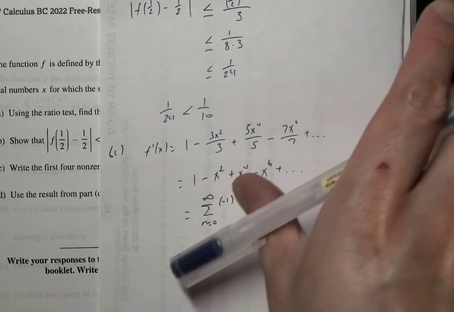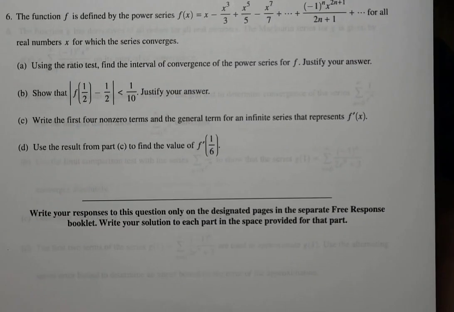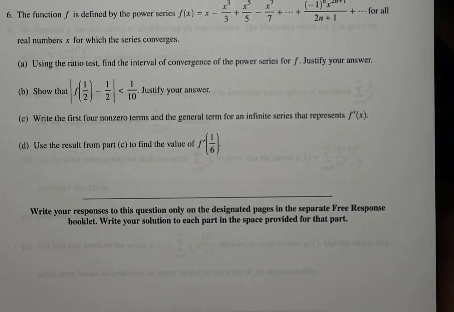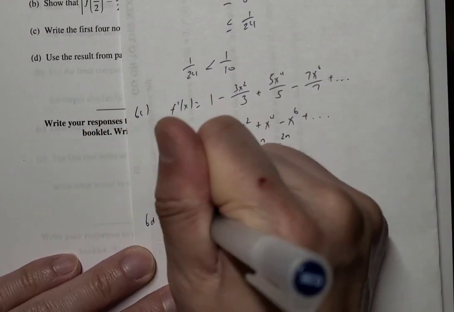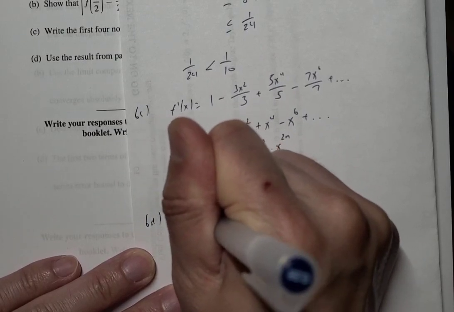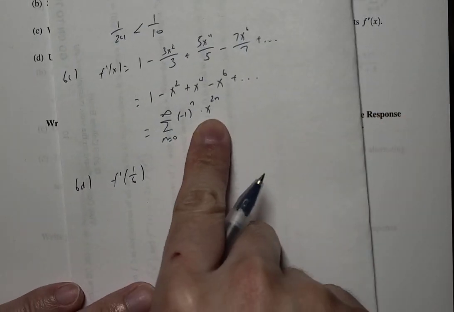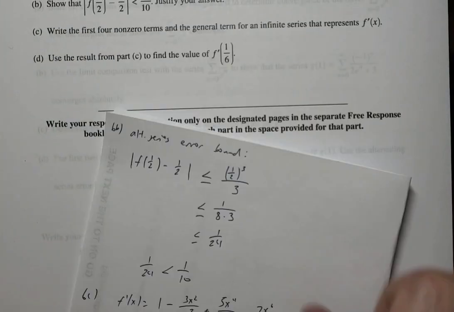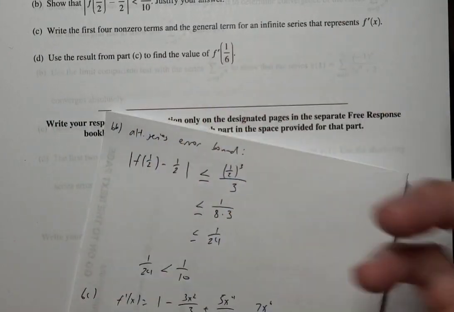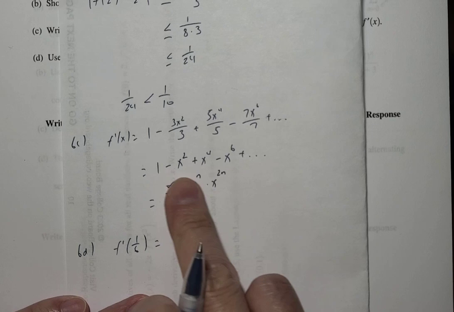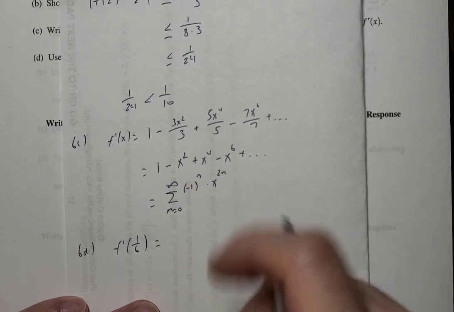Okay. 6D. Use the result from part C to find the value of f prime of 1/6. Okay? So, f prime of 1/6. Did I write it correctly? f prime of 1/6. Yeah. So we probably want to use this one. They didn't say approximate value. They said it's probably exact value. Okay. So let's use this one over here.